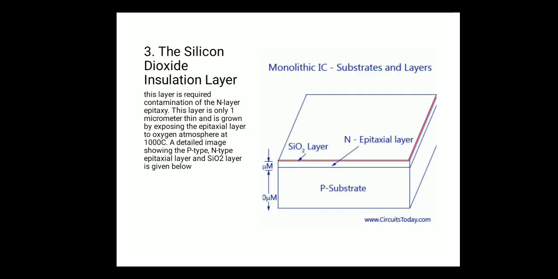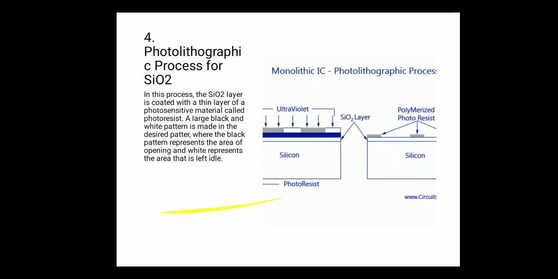The next one is the silicon dioxide insulation layer. Above the n-type epitaxial layer, a SiO2 layer of thickness of the order of 0.02 micrometer is grown over the n-type layer. This is the insulation layer. The fourth process is the photolithographic process. In this process, a thin layer of photosensitive material called photoresist is embedded on the SiO2 layer.